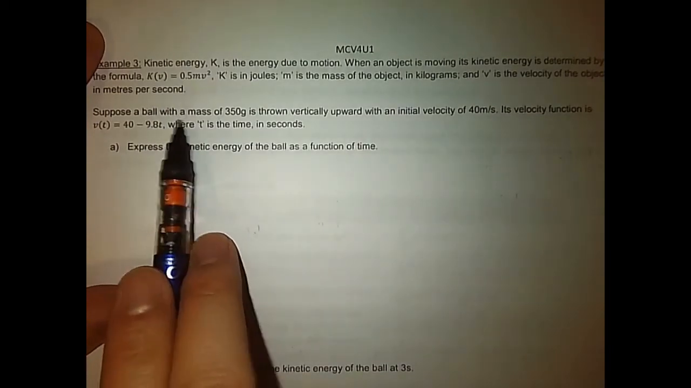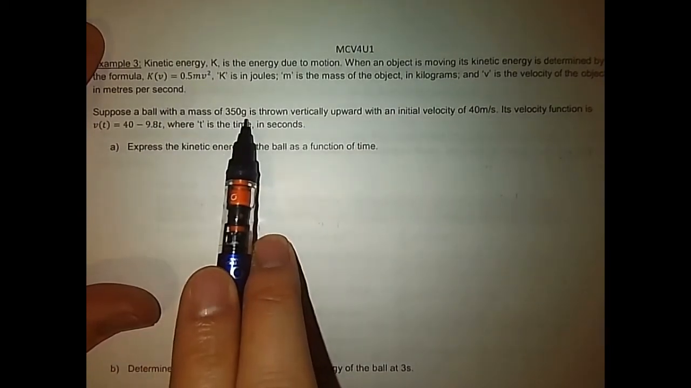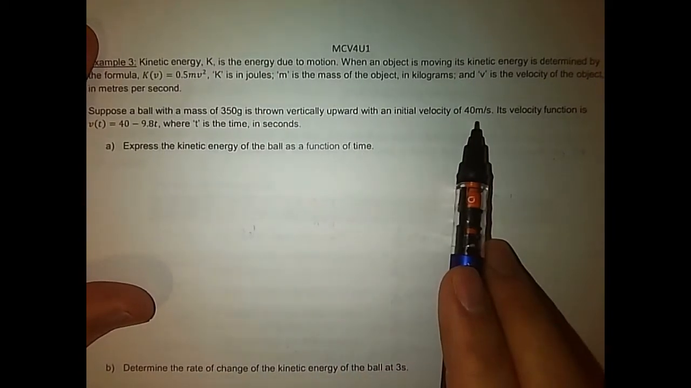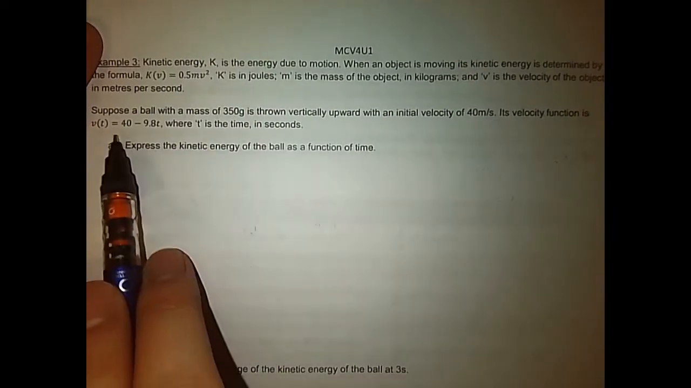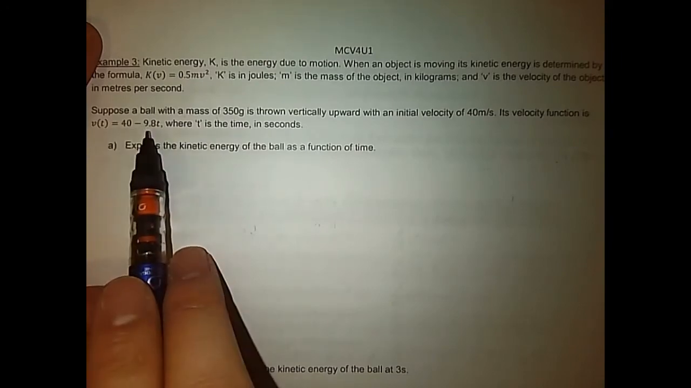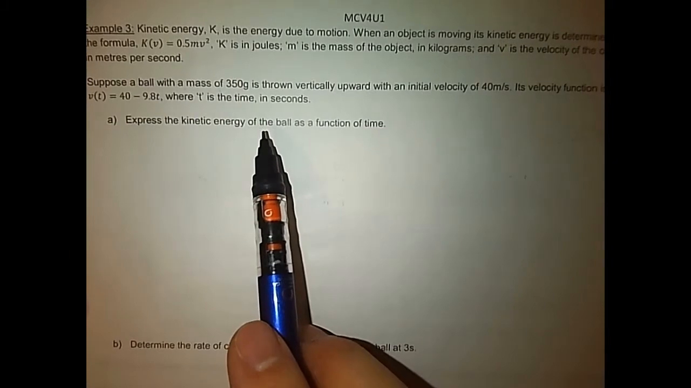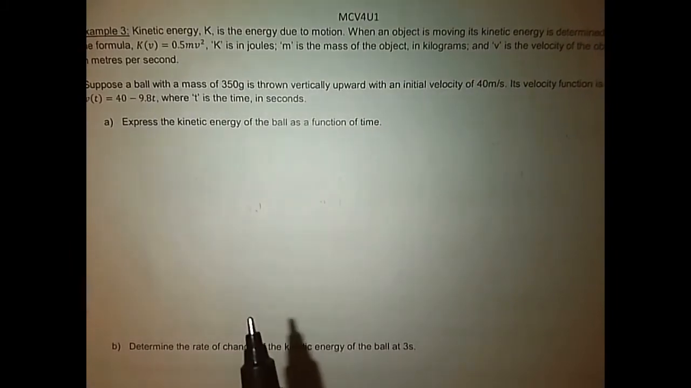So suppose we have a ball with a mass of 350 grams, and it's thrown vertically upwards with an initial velocity of 40 meters per second. Its velocity function is determined by this, where t is the time in seconds. So express the kinetic energy of the ball as a function of time.